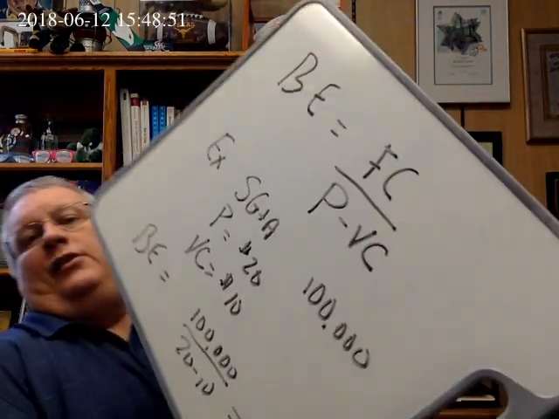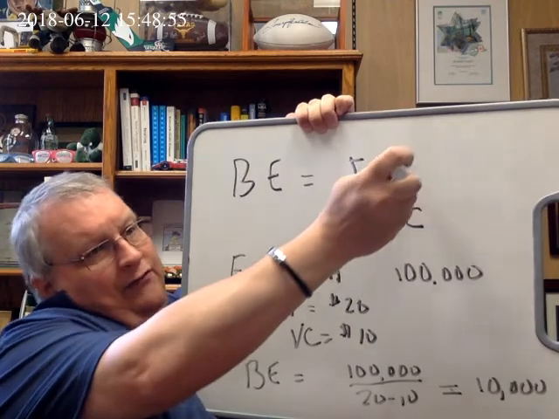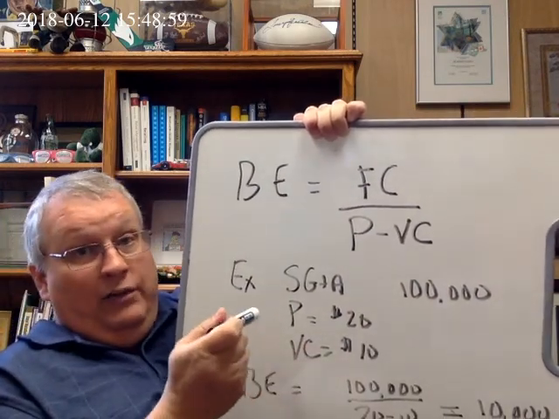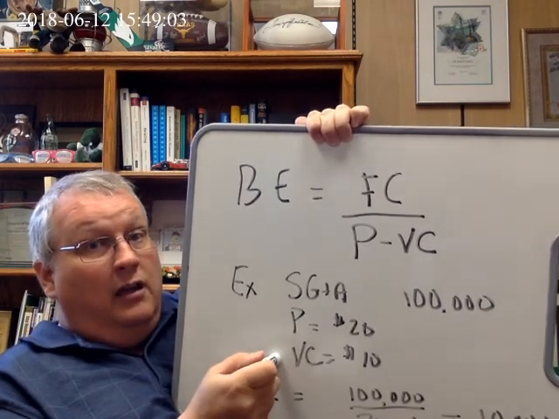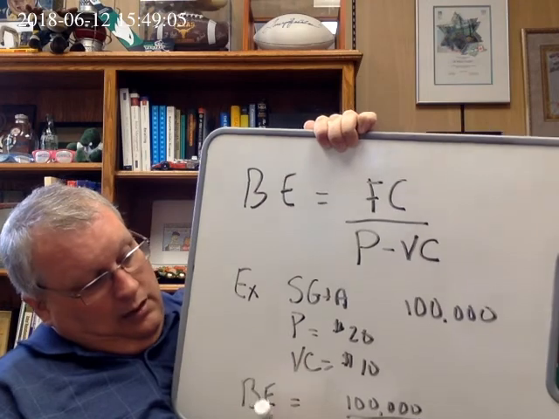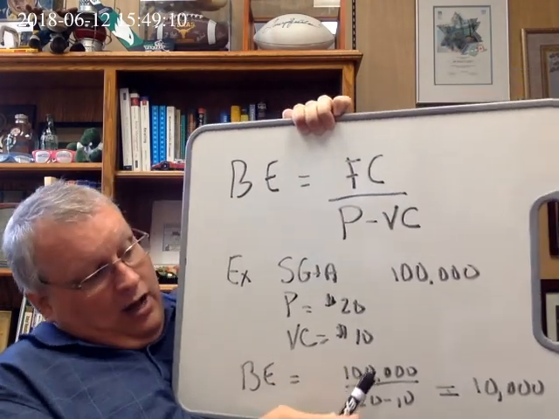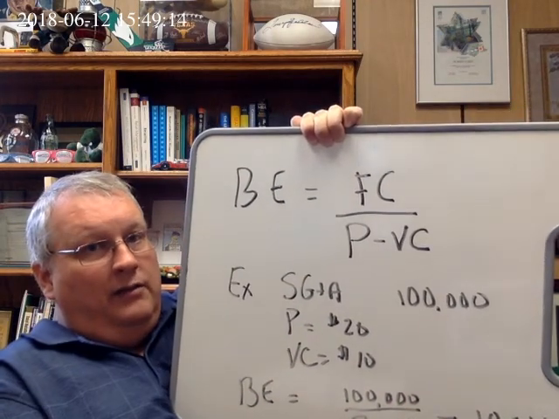Okay, so there we go. Our break-even in this case took our fixed cost, which we say is 100,000. We take our price of 20 and our variable cost of 10, and we calculate the break-even: 100,000 divided by 20 minus 10 gives us 10,000 units.